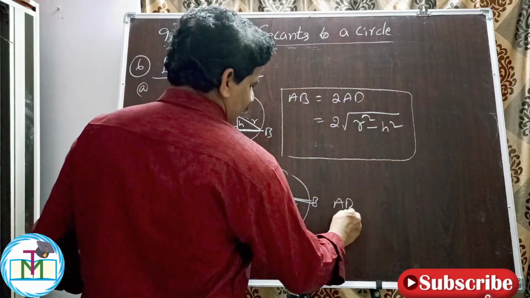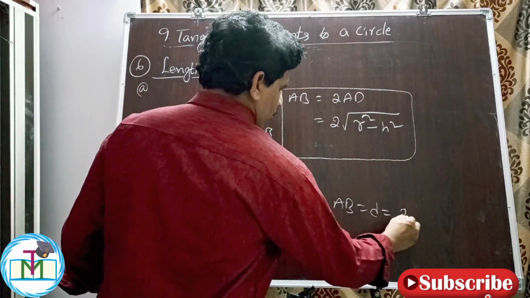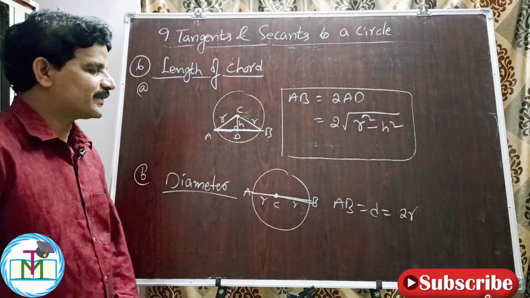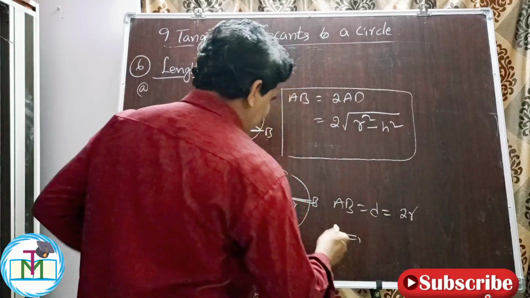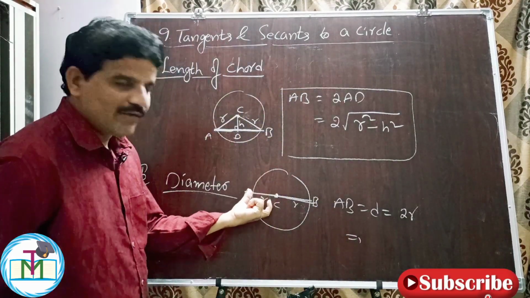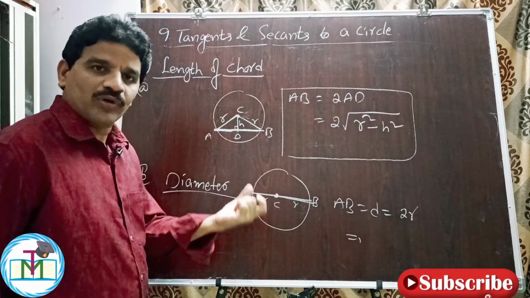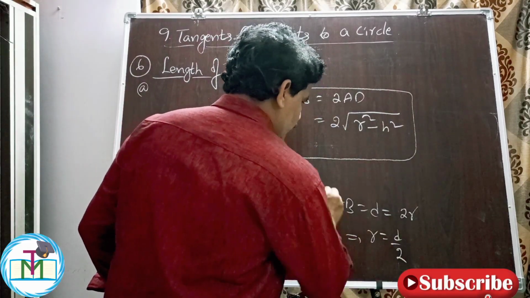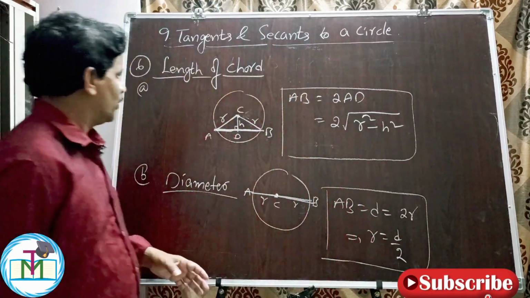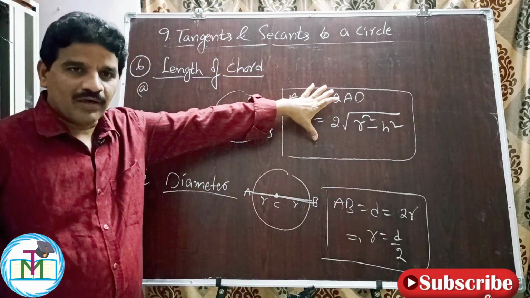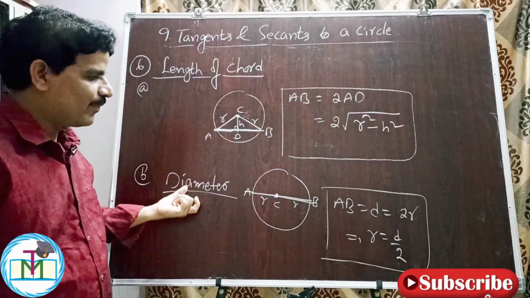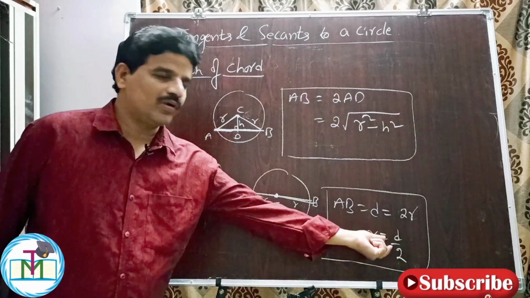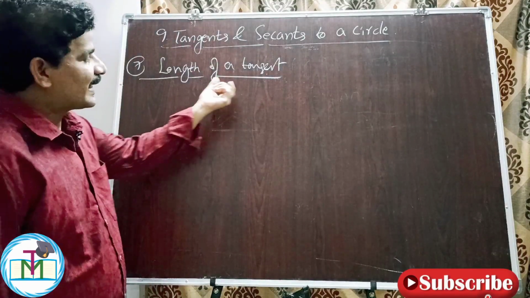So length of the diameter AB is D is equal to what? 2R. Diameter is nothing but 2 times of what? Radius. Whenever the diameter is given, we can easily find the radius. Means radius is what? Half of the diameter. R is equal to D by 2. So these two formulas are also very important. So here we are finding length of the chord. So here we are finding length of the diameter. Diameter means 2 times the radius. Radius means half of what? Diameter.